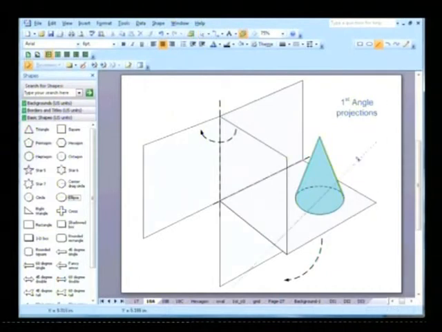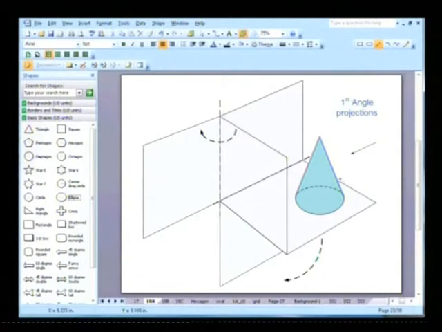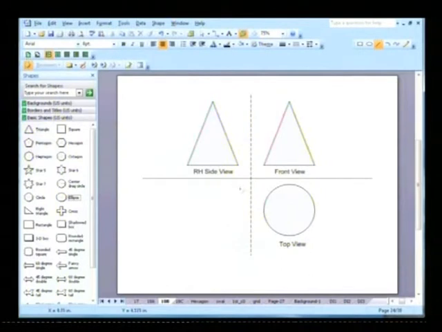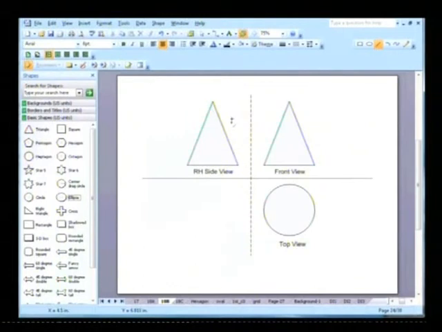So if I draw the arrow, the right hand side view will come from this side, and the projection will go here like a triangle, and then when you flip the plane, it will go here. Okay, so in the first angle, when you look from the right hand side, the projection will go on the left hand side. So that's what I have shown here.